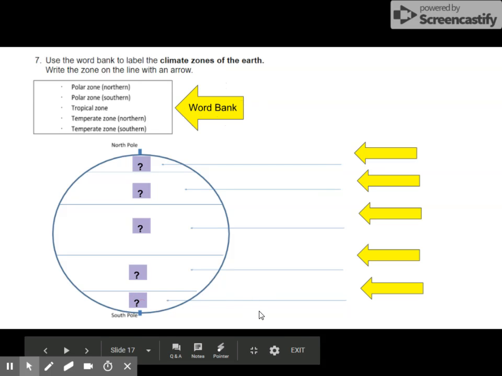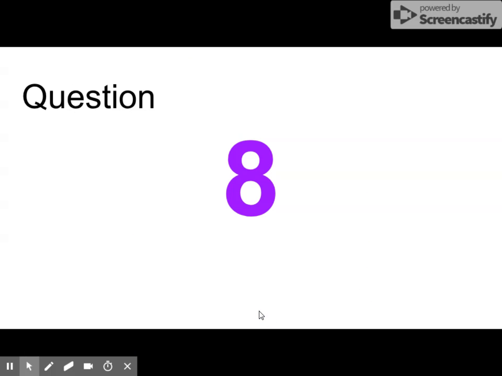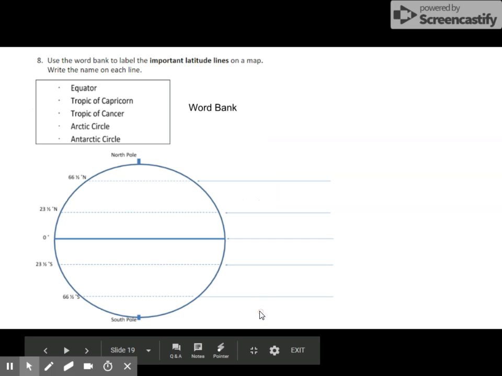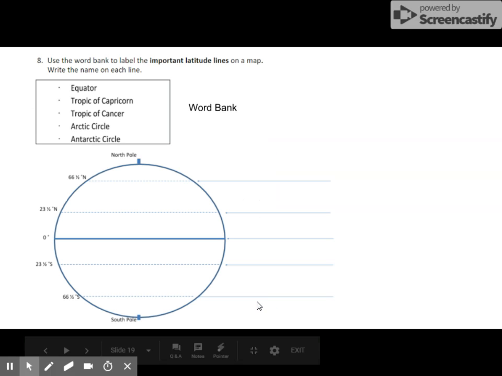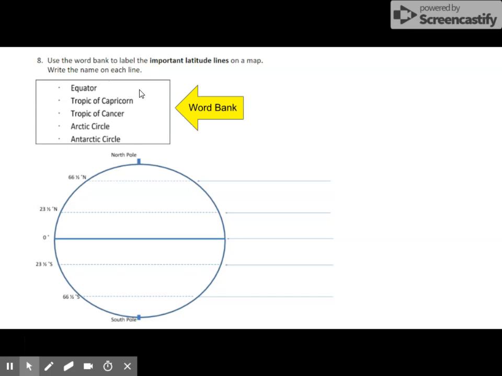Question 8. Use the word bank to label the important latitude lines on a map. Write the name on each line. Here is your word bank. Equator, Tropic of Capricorn, Tropic of Cancer, Arctic Circle, Antarctic Circle.